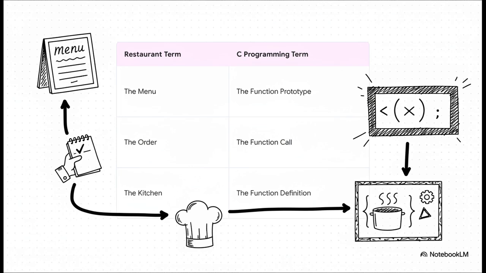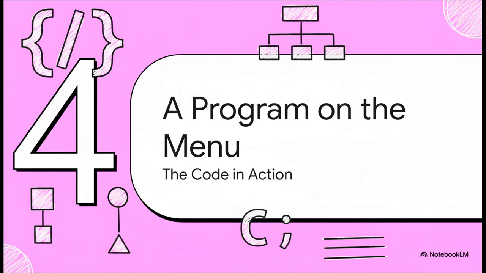That's the moment in your code where you actually ask for the thing. And the kitchen, that's the function definition. That's the block of code where all the work actually gets done. It's a perfect one-to-one match. Menu, order, kitchen becomes prototype, call, definition. All right, that's the theory.